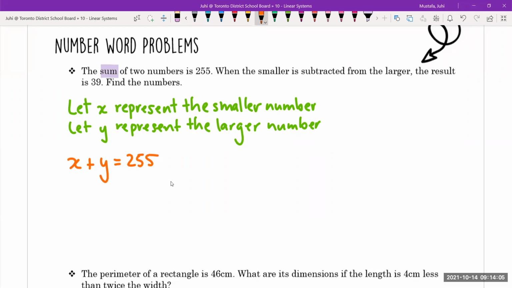All right, the next equation is a little bit trickier. It says when the smaller number is subtracted from the larger number, the result is 39. So we know it's a subtraction, but are we going to write X minus Y is equal to 39? Or are we going to write Y minus X is equal to 39? What do you think? In this case, the wording is really important. Hamangi? Yeah, it says the smaller is subtracted from the larger. So you're going to write the larger number first, which is Y. And then you're going to subtract the smaller number from it, which is X. And that's going to equal 39.